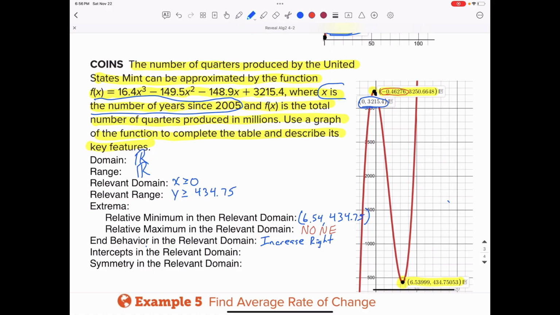Intercepts in the relative domain, there is one intercept in the relative domain, and it is where the graph starts, where the x value is 0. It does have a y value of 3,215.4, so there is a y-intercept right there. But it does not have an x-intercept in the relative domain because the only x-intercept was when it was going down that way into quadrant number 2 where the x values are negative. Symmetry in the relative domain, can't quite fold it in half on this one either, so there is no symmetry.